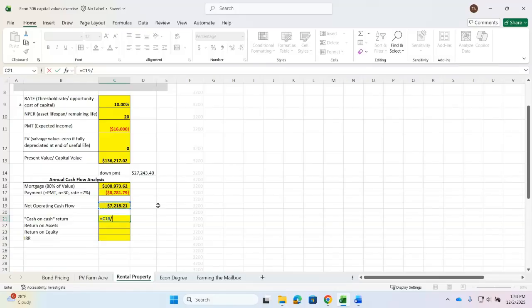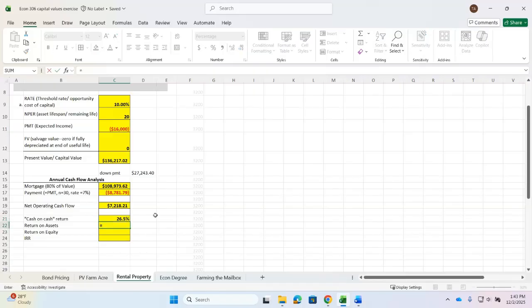$7,200. What did it take for us to achieve that? It only took a down payment of 27,000. That's a cash on cash return of 26.5%. So for the 27,000 we had to spend to get this property financed and acquired, we're going to earn 72.18 after everything's said and done, 26.5%. Pretty decent cash on cash return. I've seen higher, but that's not terrible.